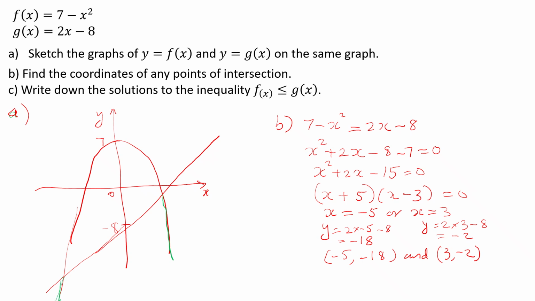So here the intercept points are (3, -2) and (-5, -18). We need the inequality, these two parts. So x less than or equal to -5, or x greater than or equal to 3.